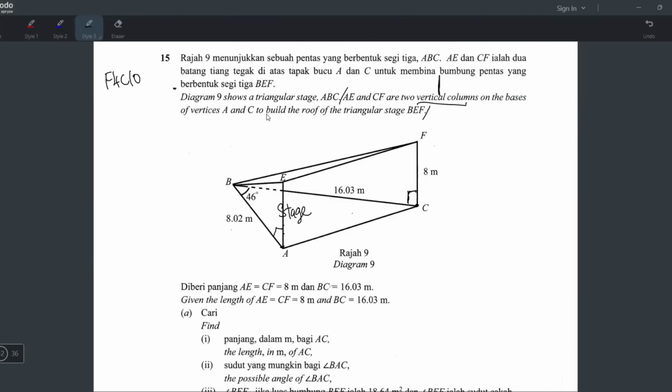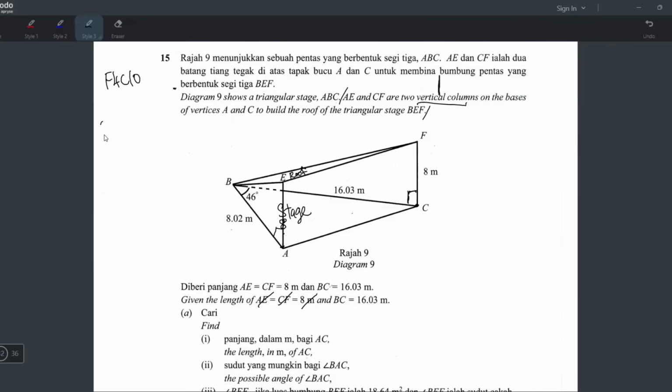Okay, to build the roof of triangle stage BEF. Oh, this one is the roof. So I will just write here roof. The BEF is the roof. Okay, very weird looking stage. Now given that the length AE and CF are 8 meters. So this is the height here. CF 8 meters. BC 16.03. Okay, this is the label.